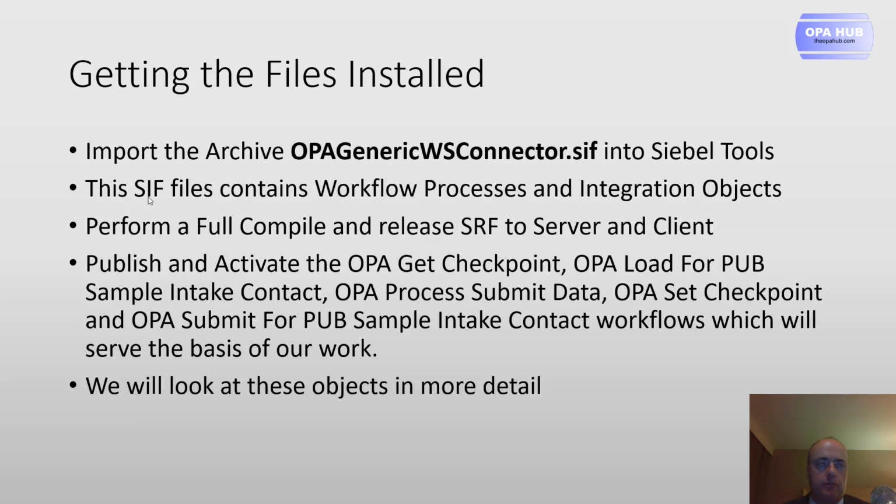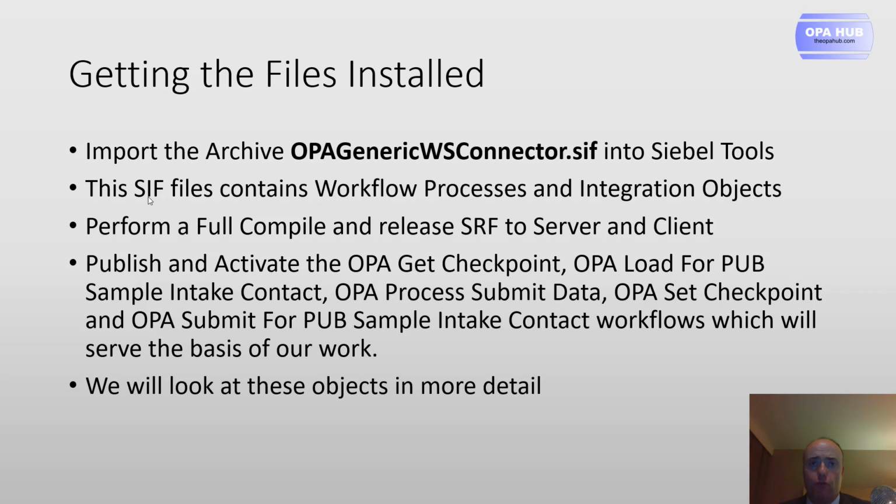So your first job, once you've downloaded the zip file from the white paper, is clearly import that archive file into Siebel Tools. The zip file actually contains a whole bunch of stuff, but I was looking in the archive file, and essentially this zip file contains pretty much everything you need for Siebel Tools. It includes the workflow processes, it includes the integration objects that map to the data exchange with OPA. So you'll need to import all of those, do a compile, publish, and activate.